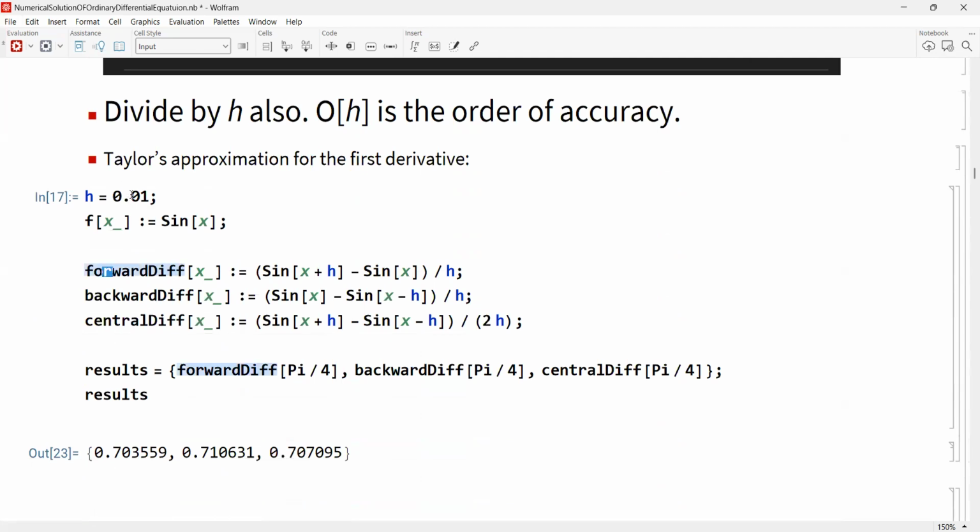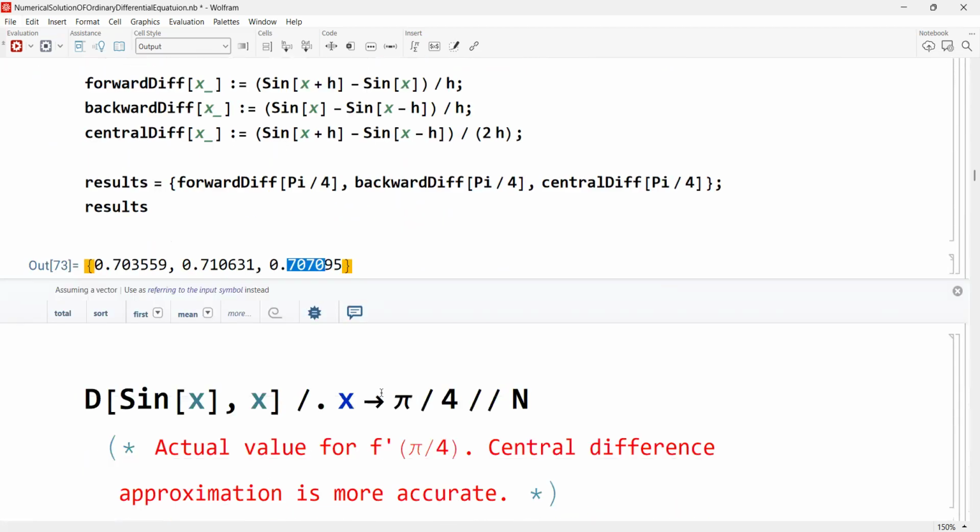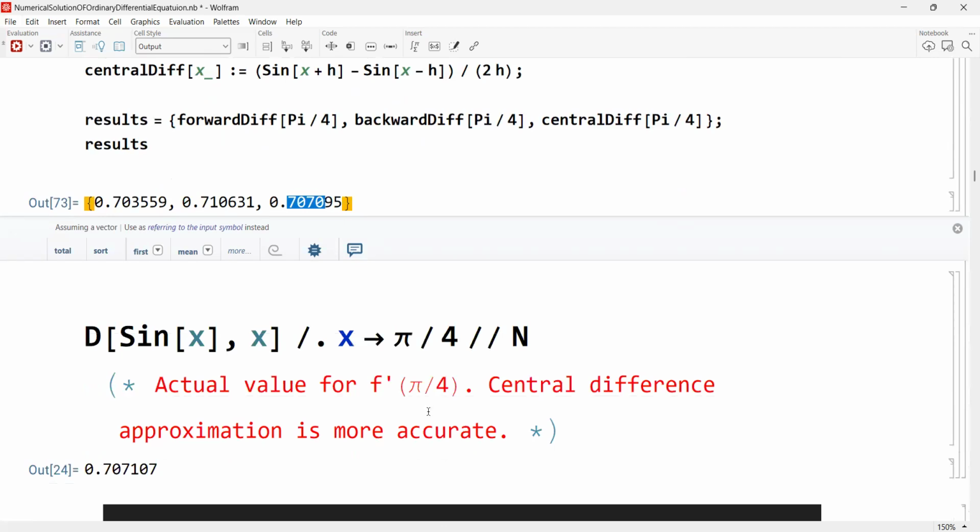Now we have the values here. The step size is equal to 0.01. So our given x, the given angle, is pi over 4. So we can have the result here. This is the forward difference. This is the backward difference. And this is the central difference. Now, this is the actual value for pi over 4. So the central difference approximation is more accurate.